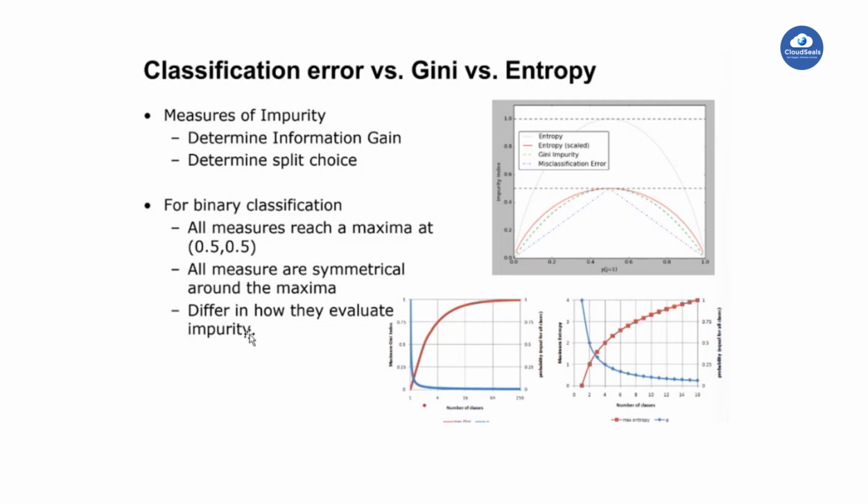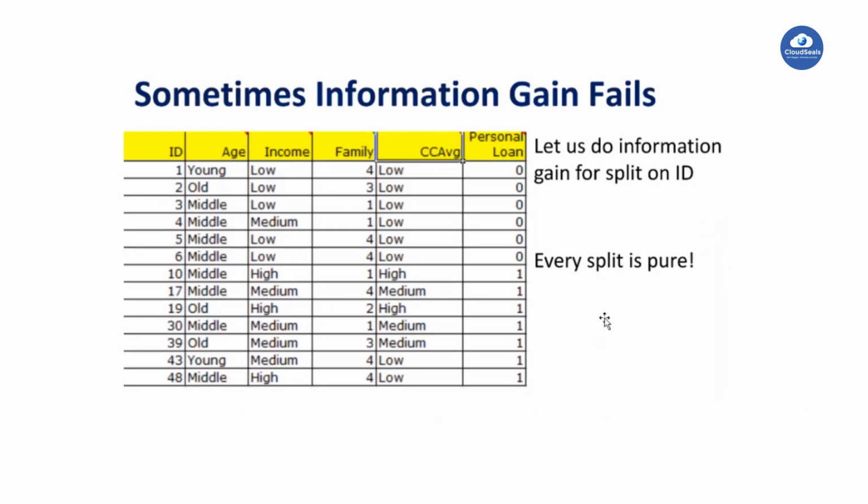Both differ in how they evaluate impurity. We'll see this also through the example. So now you are able to understand how the classification rate measures, how the Gini index measures, and how entropy measures. Then let's check what will happen by using these measures individually.